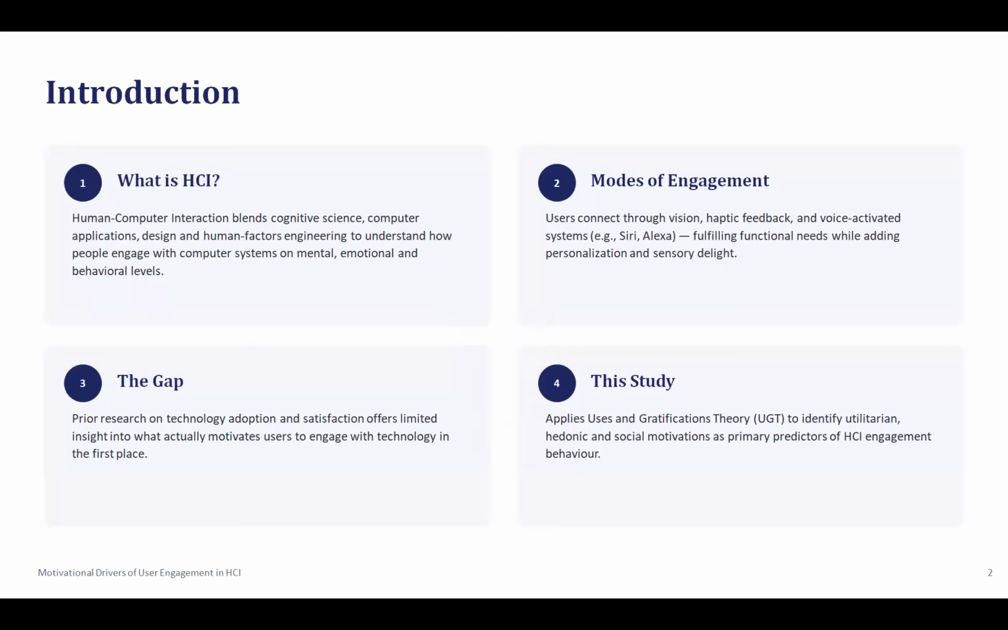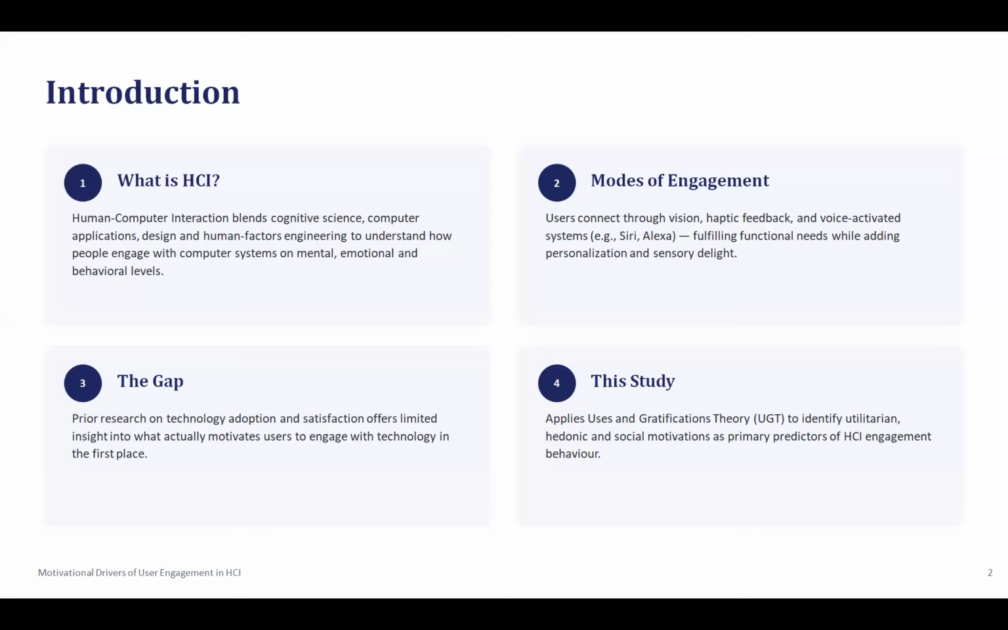Okay. Respected chair, distinguished researchers, academicians, scholars, and esteemed members of the audience, a very good morning. It's my privilege to present our research titled Motivational Drivers of User Engagement in Human-Computer Interaction and Their Impact on Confirmation.